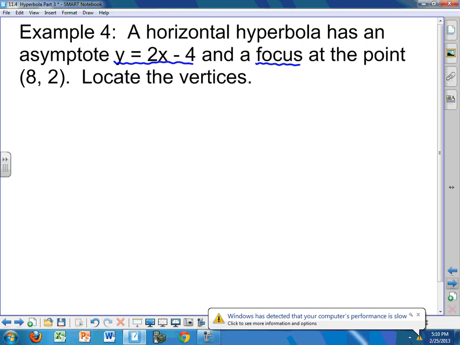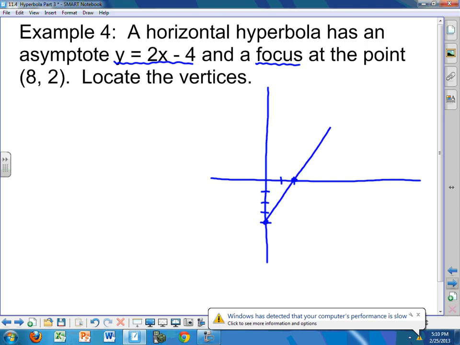So this is a crazy problem. Let's try to graph it and see what happens. In this case, I'm going to graph the 2x minus 4. So 2x minus 4 is going to look something like this. It's going to go through these two intercept points, so I'll just draw that up. That is one asymptote.